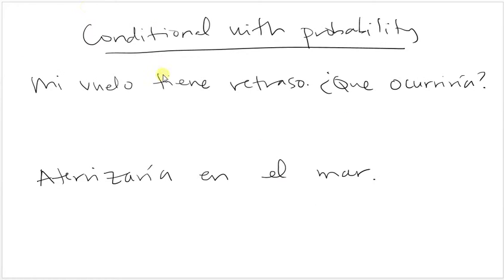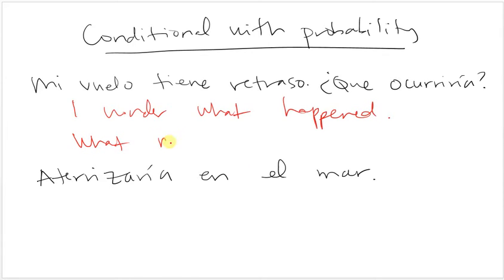You can also use the conditional tense with probability to talk about things that already happened in the past. So for example, "Mi vuelo tiene retraso," which means my flight has a delay. "¿Qué ocurriría?" Literally, this says what would happen, or what would occur. But like that's kind of a weird sentence just to say. Like what would happen? But what you're actually saying is, I wonder what happened, or what might have happened.